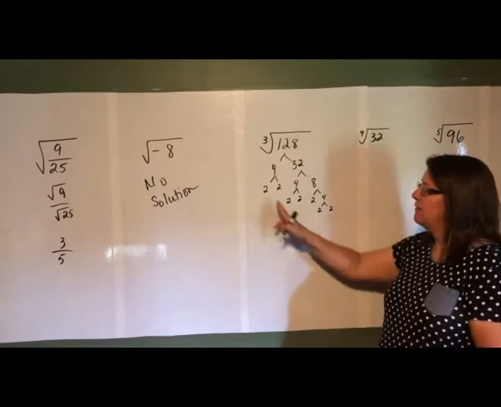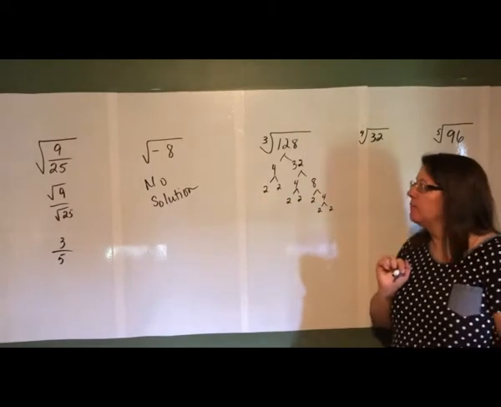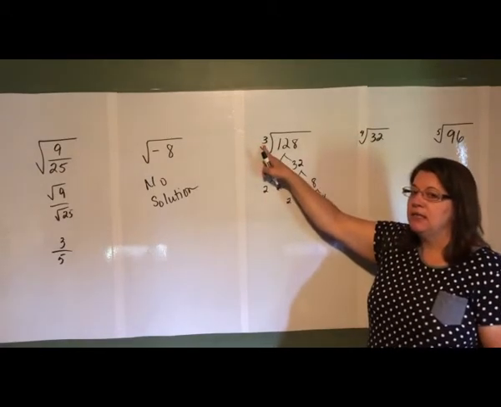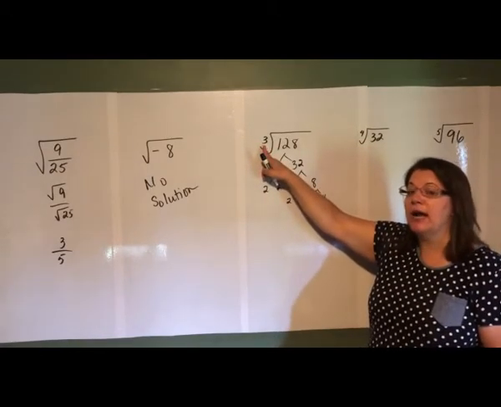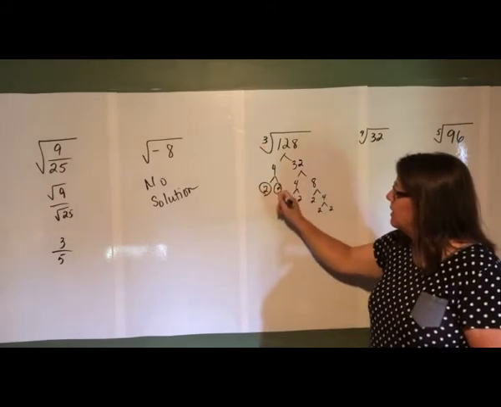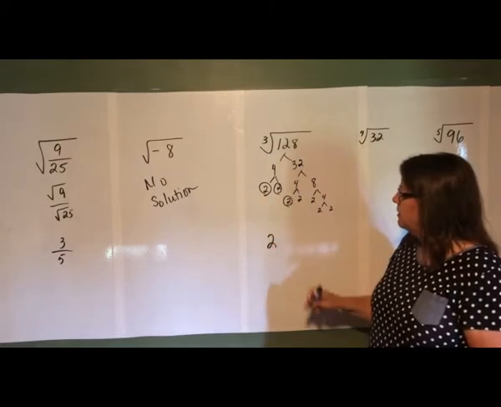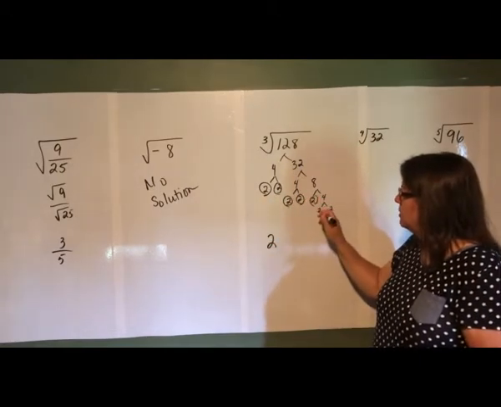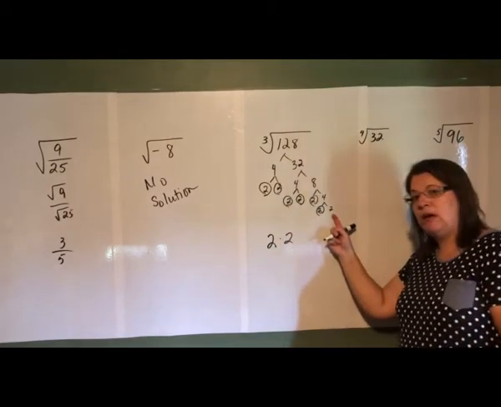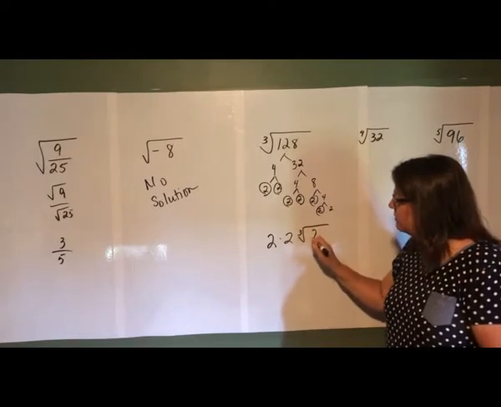So I have 1, 2, 3, 4, 5, 6, 7 2s there. Well, my index number is a 3, so that means anything that shows up 3 times can be brought out 1 time. So for every 3 2s, I'm going to bring it out once. So I can bring out 1 2, and then 1, 2, 3, I can bring out another 2. And I have that 1, 2 left over. That one will go inside my radical.